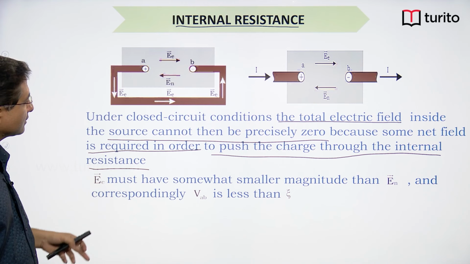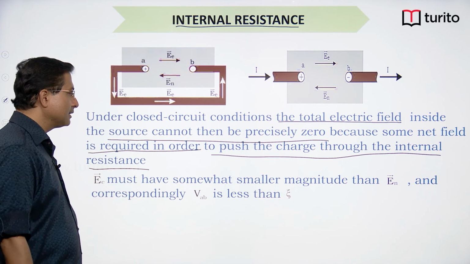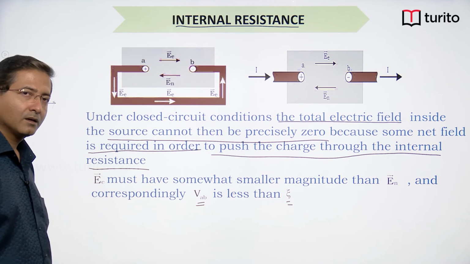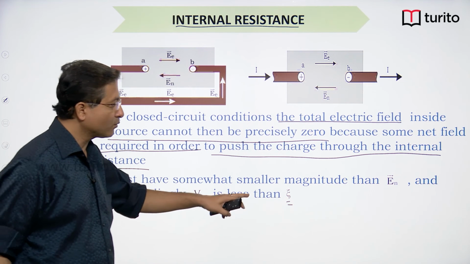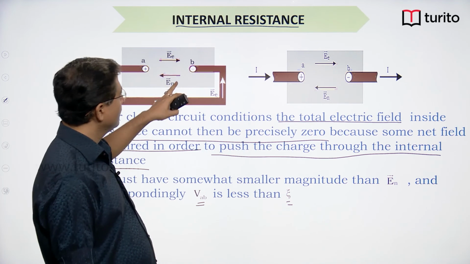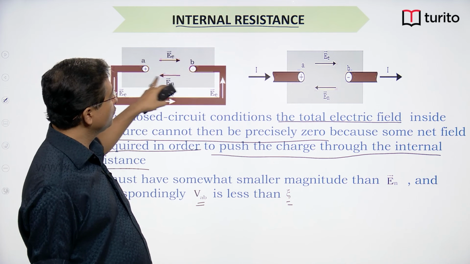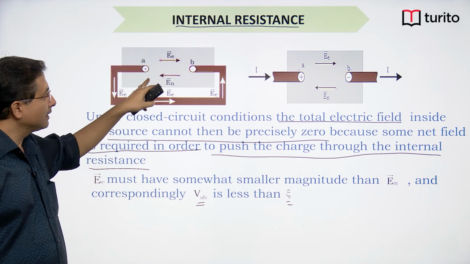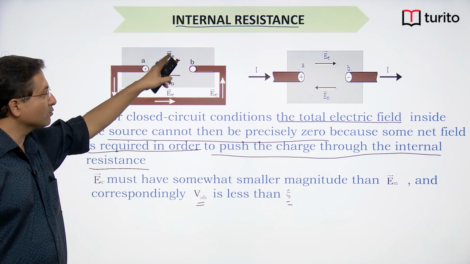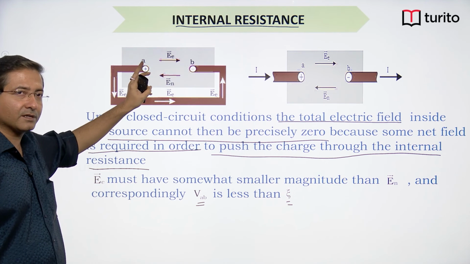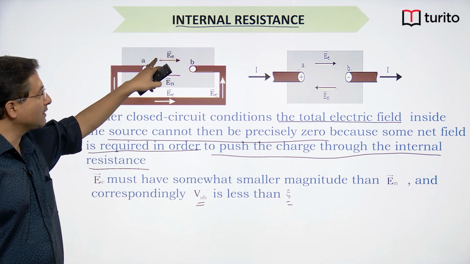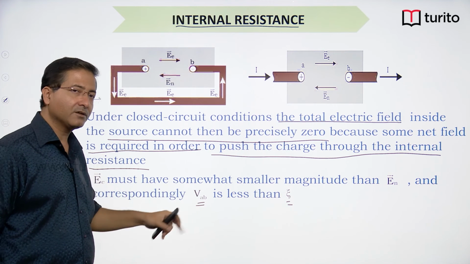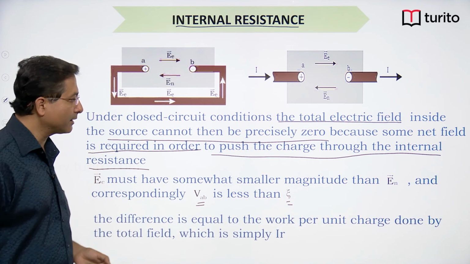So if it starts pushing the ion, then this VAB will be less than E. E is what? The work done by this to move charge from here to here, right. And E, according to this conservative field, we are defining the potential difference. So this has to be more than this, that means EMF must be greater than the potential difference if you are drawing current from the battery.